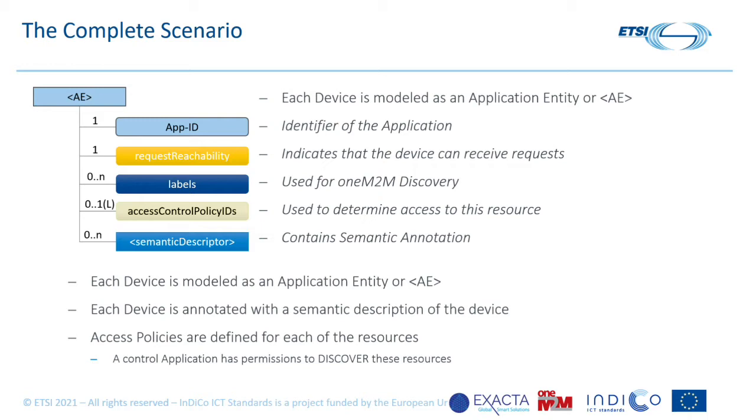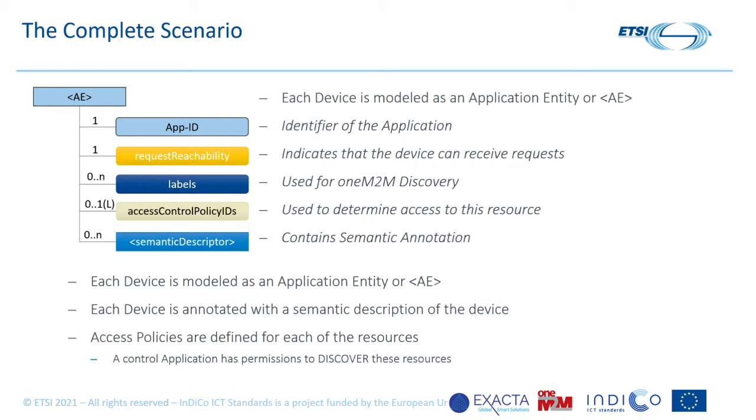One of the attributes is the app ID, which is an identifier of the application. That's a mandatory attribute, so you'll see that in all the requests. Likewise with the request reachability, which indicates that the device can receive requests. There's a labels attribute that I'm providing for some of the devices in here, and these are used for the native oneM2M discovery requests. And I'm going to talk a little bit more about that later on as well. And then there's an access control policy IDs attribute, which is used to determine access to this resource. You'll see how this becomes important later as well.